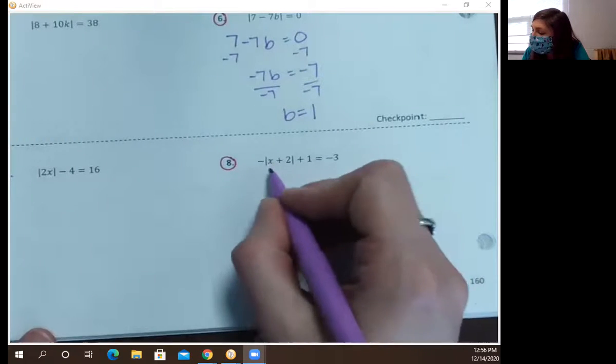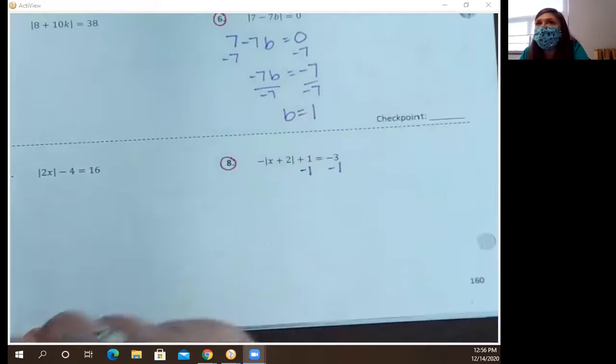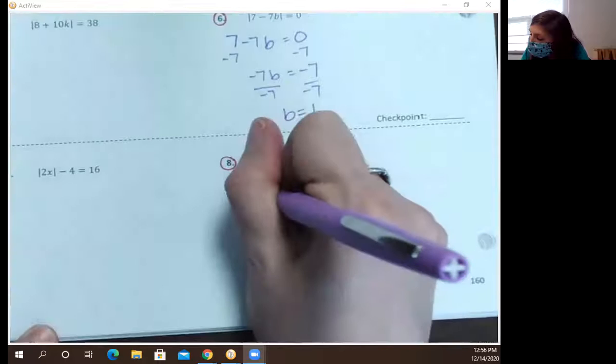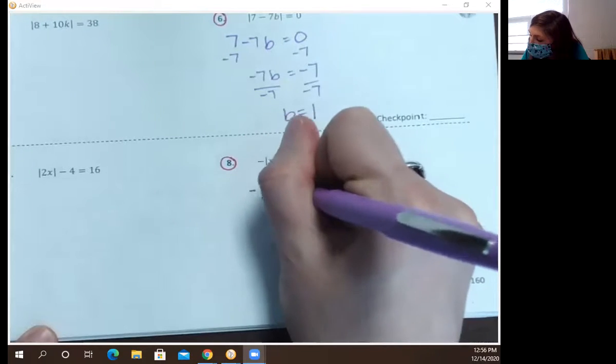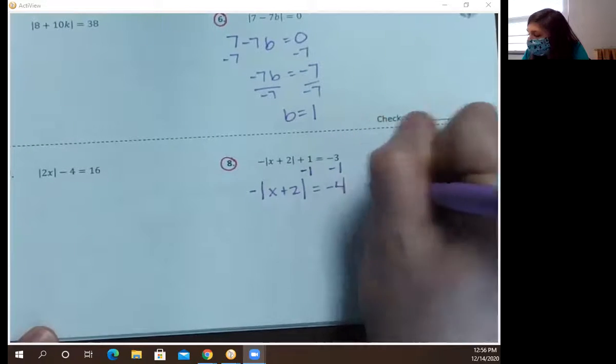So I'm going to go ahead and get the absolute value by itself. I'm going to start by moving this 1 to the other side. I'm going to subtract 1 from both sides. And I get negative absolute value of x plus 2 equals negative 4.